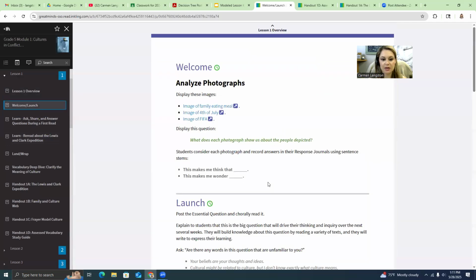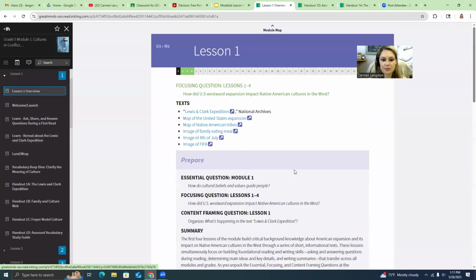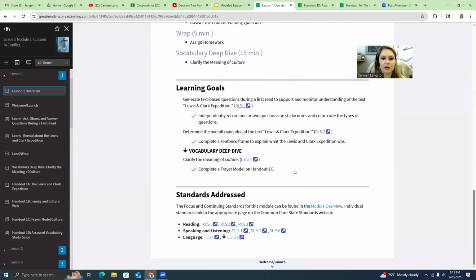In the welcome and launch, we have our lesson goals. Let me go down to it. Oh, I think I skipped it. Sorry. Up here. There we go. They want them to generate text-based questions during this first read to support and monitor their understanding of the text. To me, that wasn't the greatest learning goal, to be able to generate a question today. So I'm sticking with just the main idea, and I'm saving in the summary and all the other things that we did. They were to determine the overall main idea. We did that, so check. And then last, they're doing a vocabulary deep dive and clarifying the meaning of the word culture.